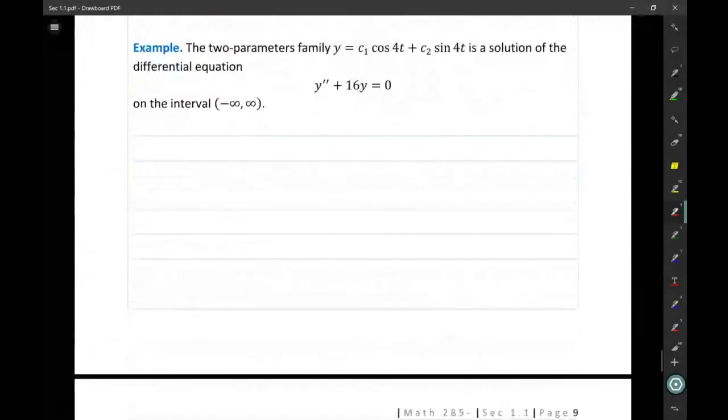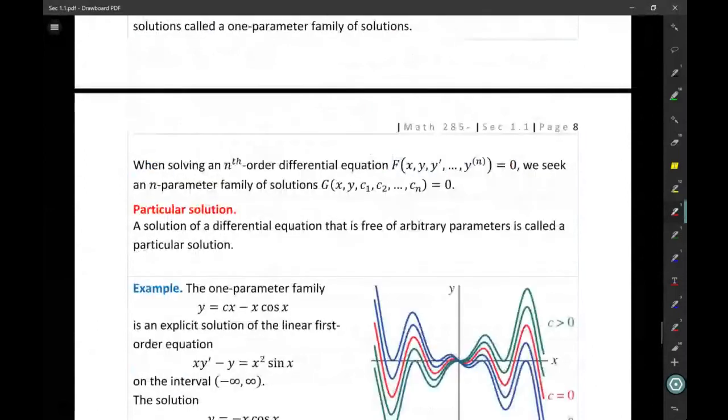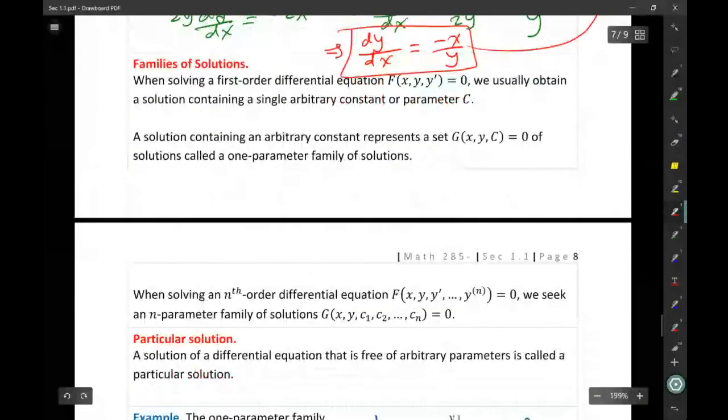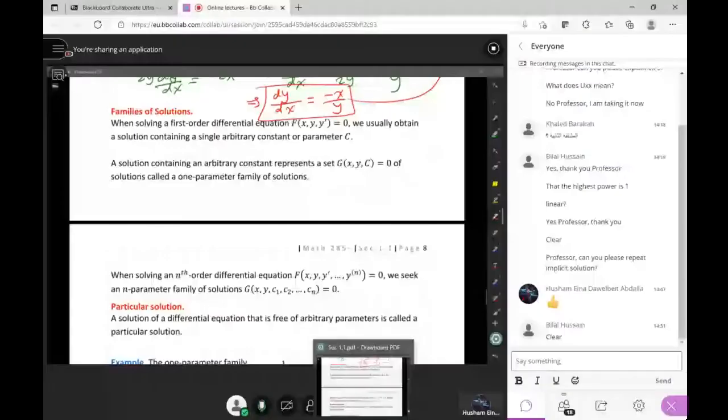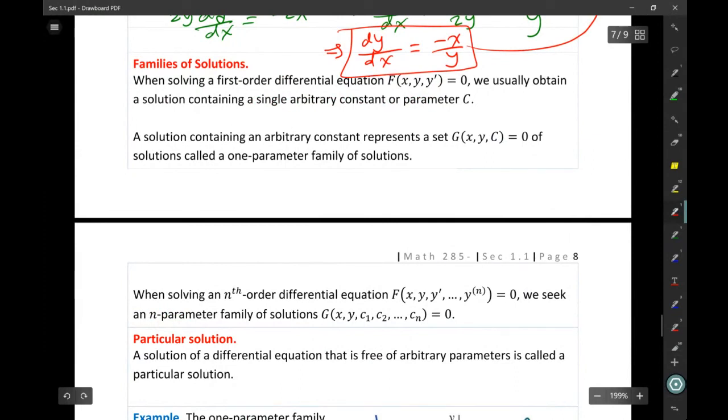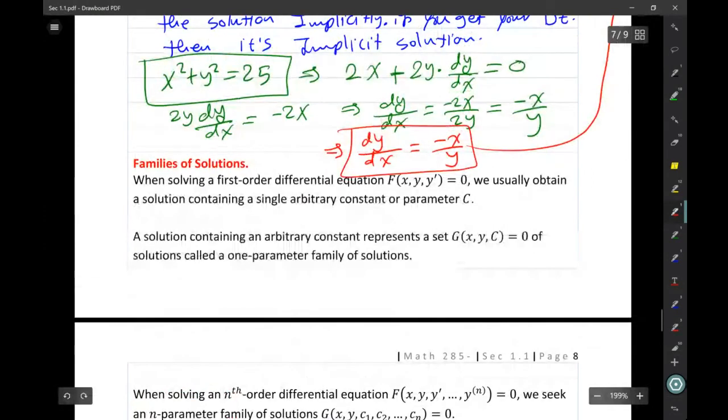Let us now go to something called the general solution with particular solution, or the family of solutions. Look how. When we are solving the differential equation, we usually obtain a solution containing a single arbitrary constant, or the parameter c. Why? When you integrate unbounded, you have to say something plus c.